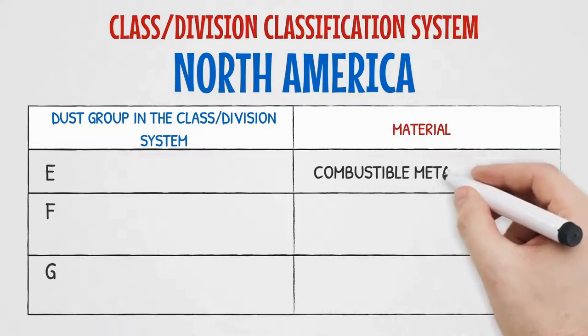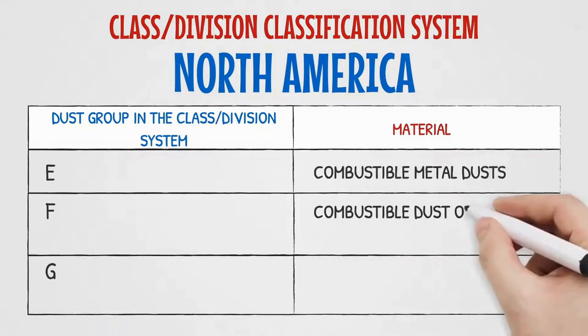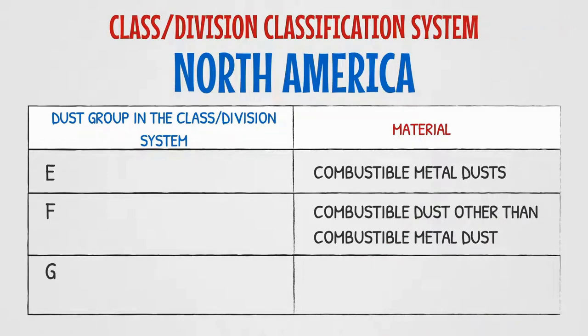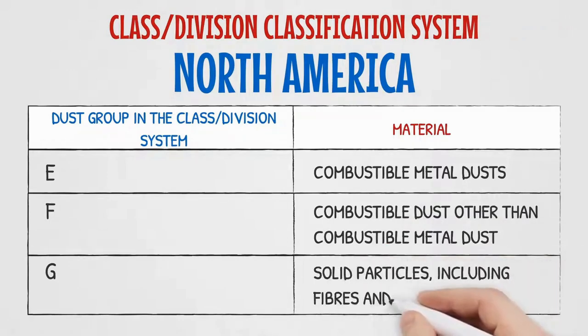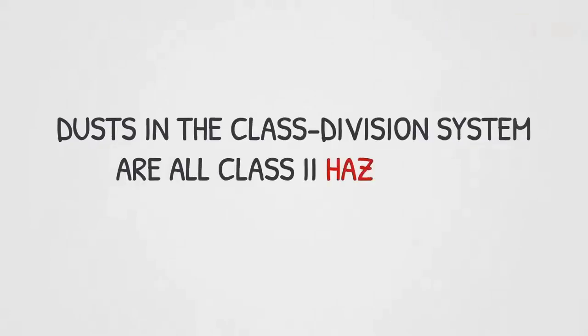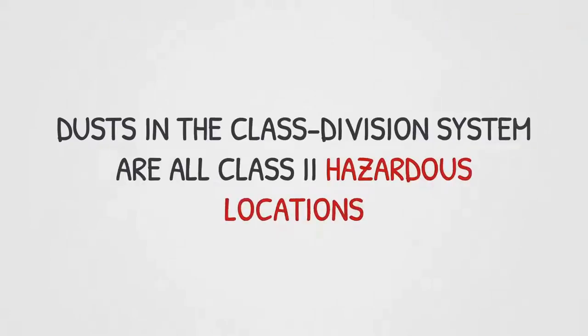In the class or division classification system, used only in North America, there are similarly three dust groups. Group E is defined as combustible metal dusts, Group F is combustible dust other than combustible metal dust, and Group G is solid particles, including fibers and flyings. All three groups are combustible. Dusts in the class division system are all Class 2 hazardous locations.